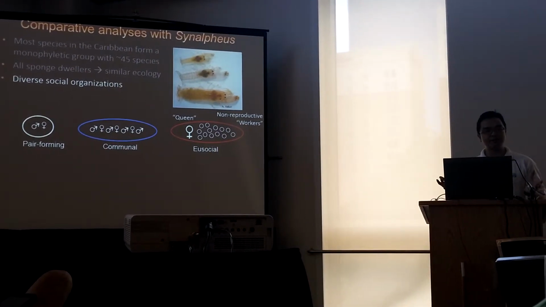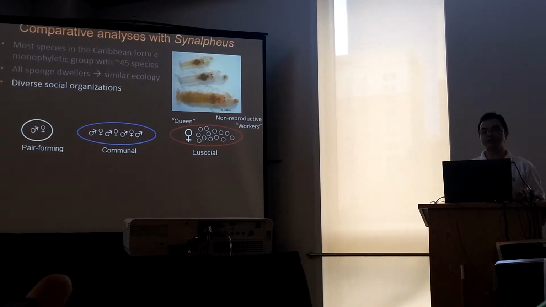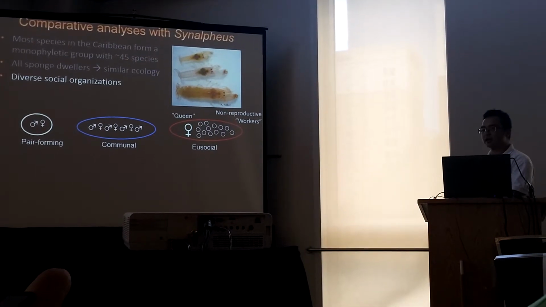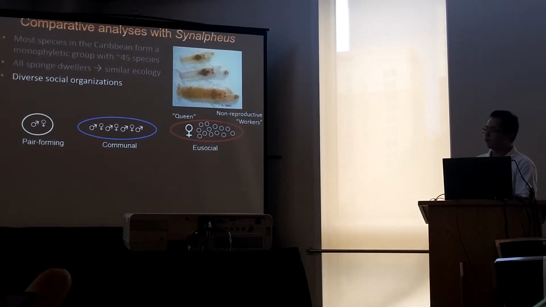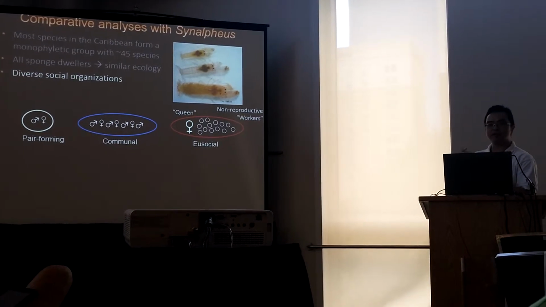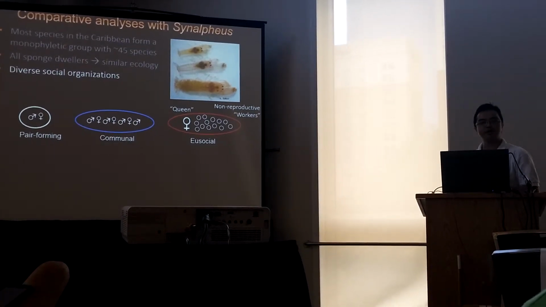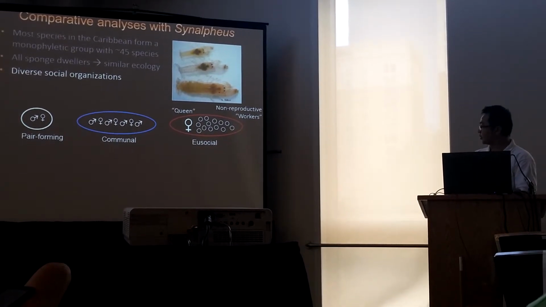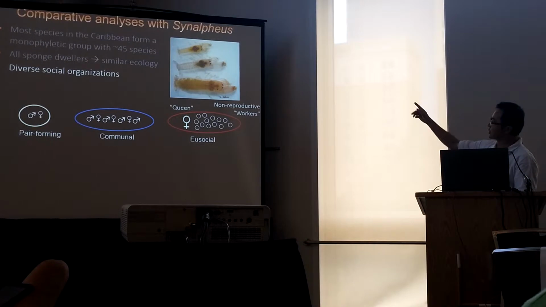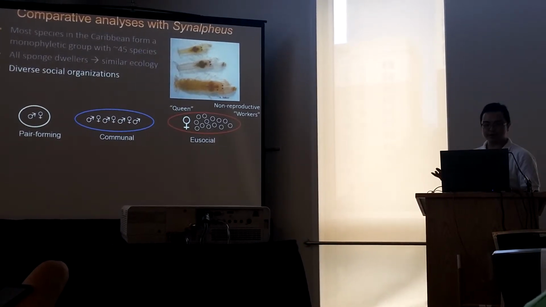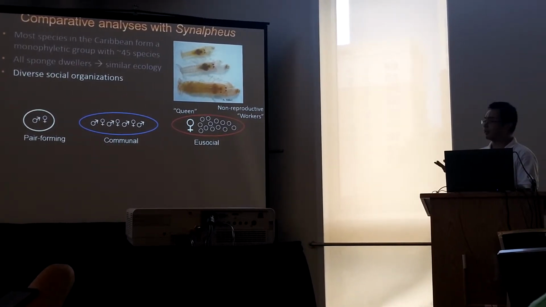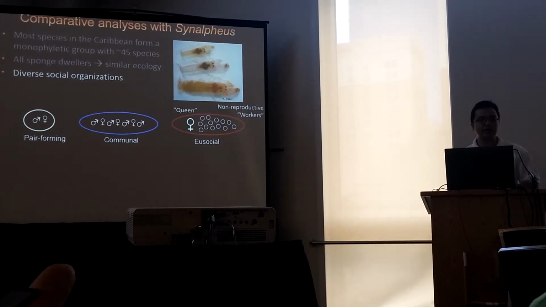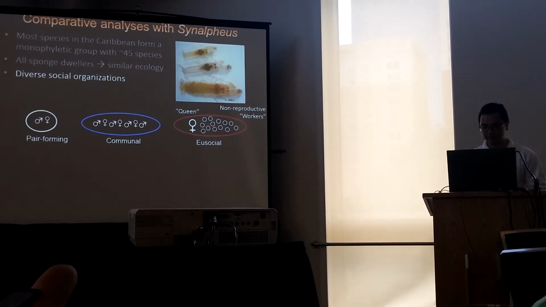Some of them are pair-forming species, which is the social organization for most snapping shrimps. So that's the ancestral state. But some of them are communal, which is more like communal wasps and bees. They form by multiple, probably non-related pairs living together with roughly equal skew. And of course, some of them are eusocial, with a queen and a bunch of non-reproductive workers. As shown here is a queen and two workers from different cohorts of different sizes. So eusociality in this monophyletic group has evolved at least 4 times, and likely a few more times outside of the Caribbean.